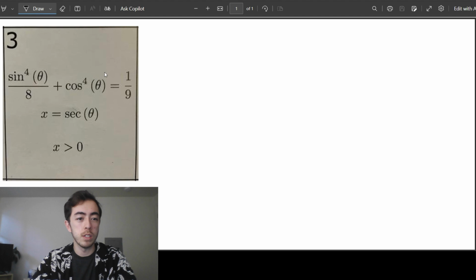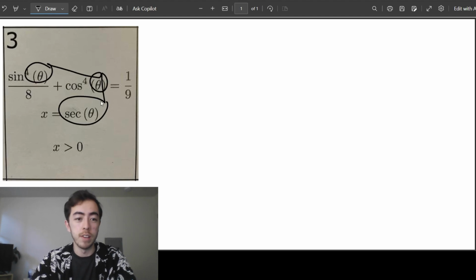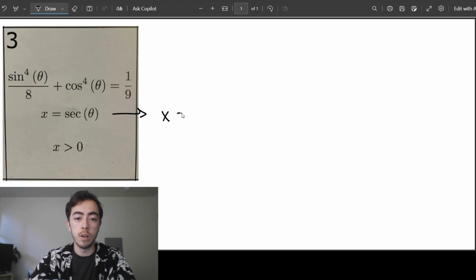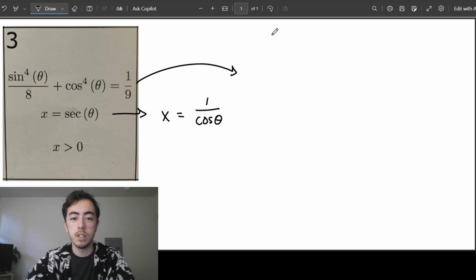We need to find secant of theta because that's going to be equal to x. I know that secant of theta is the reciprocal trig function of cosine. So if we find something about cosine of theta, we might learn something about x. So that's going to be my overall goal here, where I'm going to start with this equation that we're given and try to rewrite it in terms of cosine, because that will lead me closer to hopefully getting an answer today.